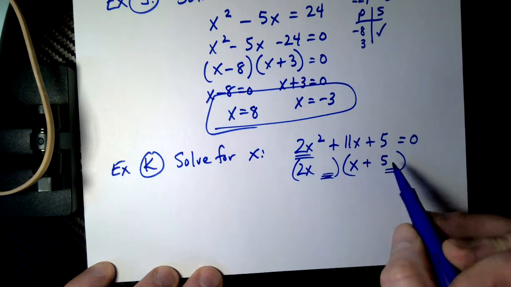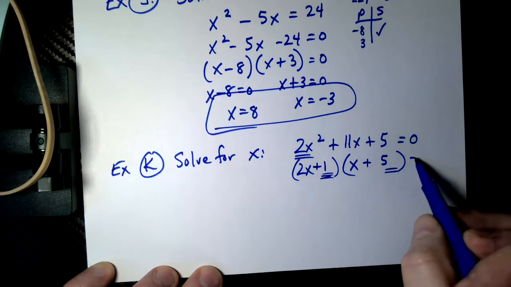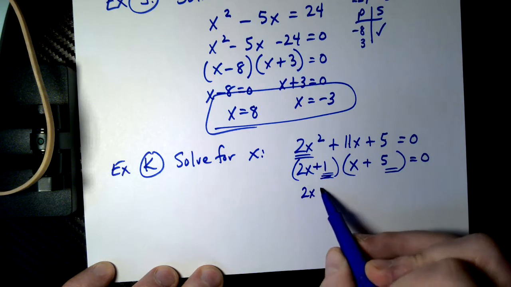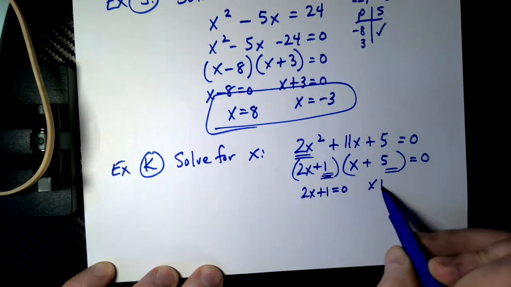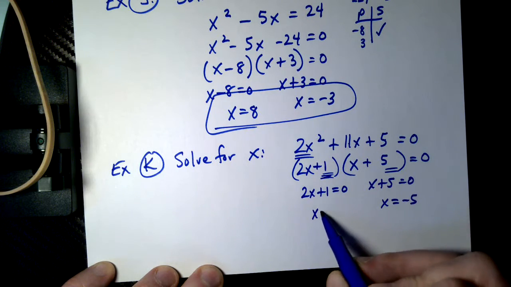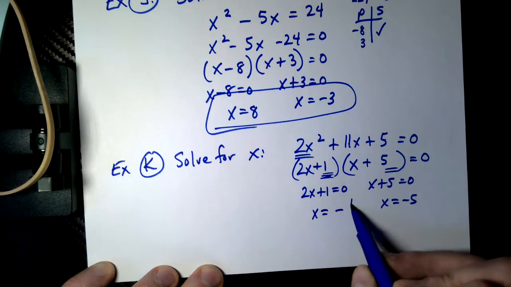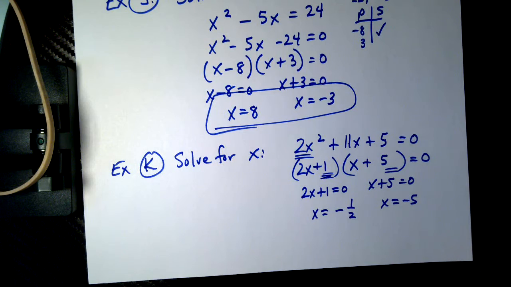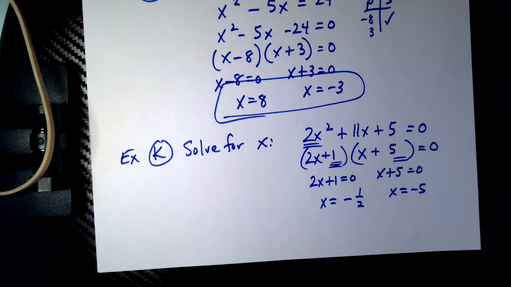So plus 5 here, plus 1 here. So you go 2x plus 1 equals 0, x plus 5 equals 0, x equals -5. Subtract 1, divide by 2, x equals -1/2. I teach a whole new method. This video is not going to do it justice because I'm running short on time.